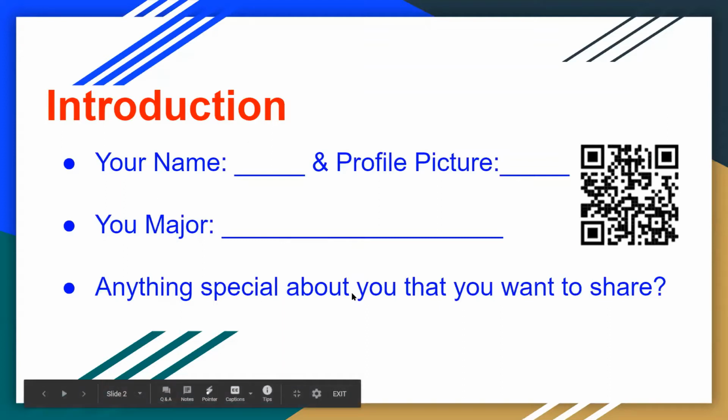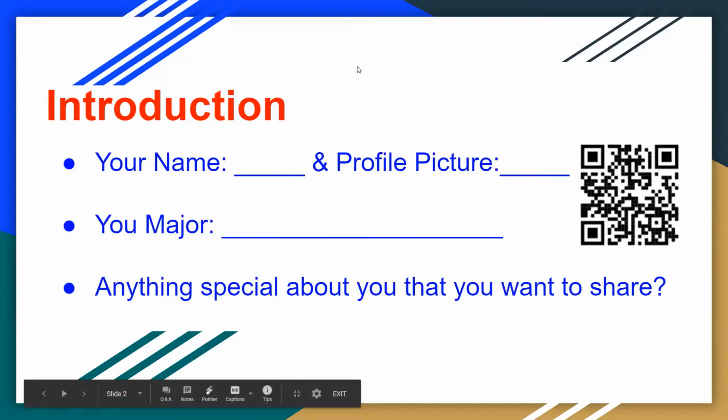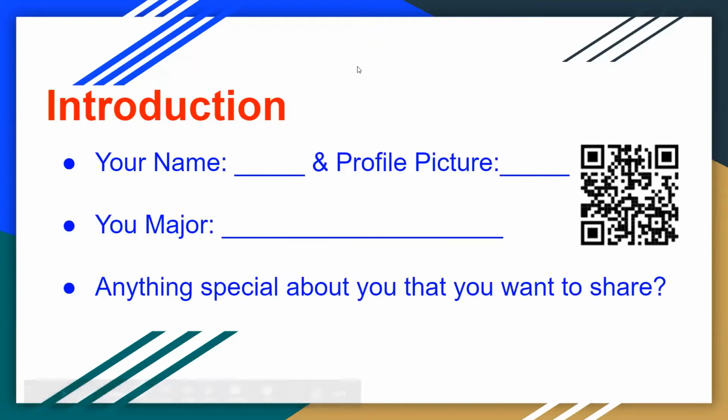So using your smartphone, scan this QR code which is here. Once you scan this, it will take you to a form where you can give me your information, and I'll be able to go over that later on. I'll have an idea of my class, who is in my class, what is your name, what major you are taking, and what special thing I need to know about you. So please scan that QR code and complete that form. I'm going to give you a few minutes here.